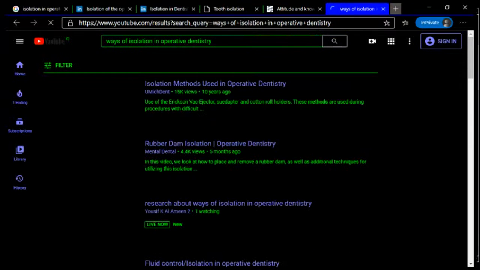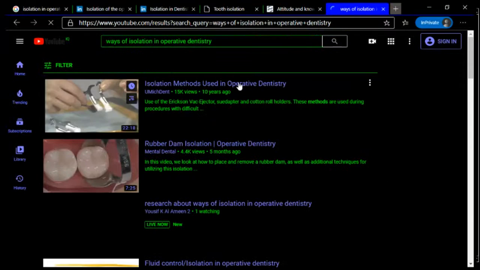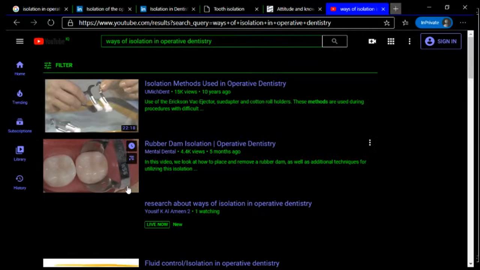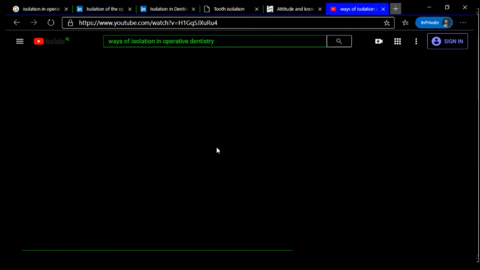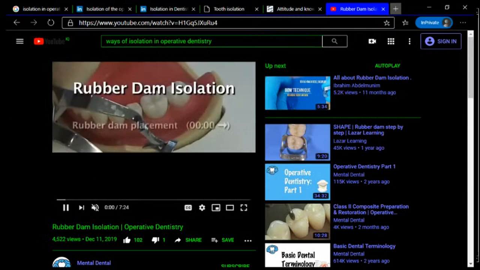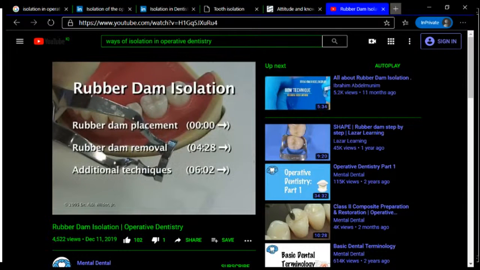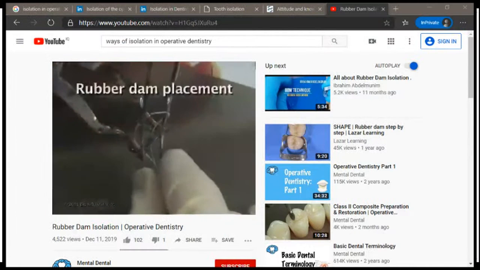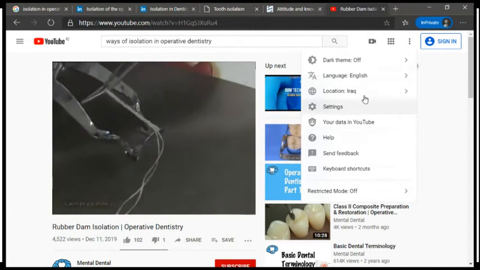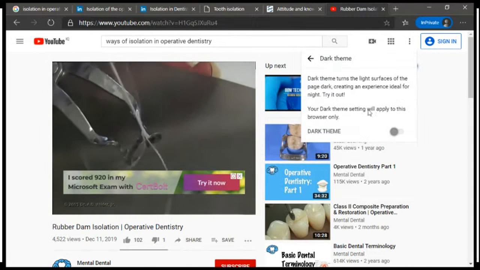Isolation methods used in operative dentistry, 22 minutes. And there is a rubber dam isolation operative dentistry, 7 minutes. In this video, we'll look at how to place and remove rubber dam, as well as additional techniques for achieving isolation. Let's watch this video, as it is maybe an important video.